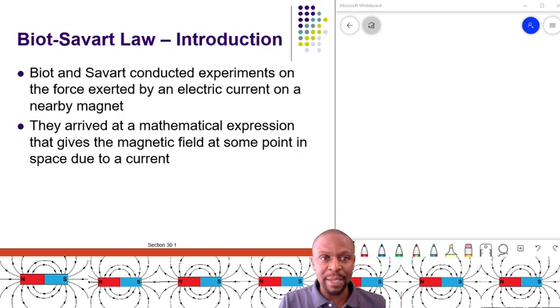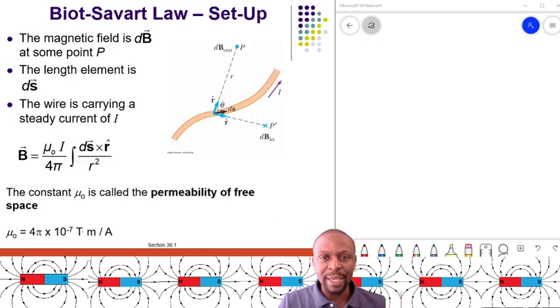Now, let us just start with the Biot-Savart law. Biot and Savart were two scientists who conducted experiments on the force exerted by an electric current on a nearby magnet. They arrived at the mathematical expression that gives the magnetic field at some point in space due to the current. That equation states that the magnetic field is mu naught I divided by 4 pi, the integral of ds cross r divided by r squared.